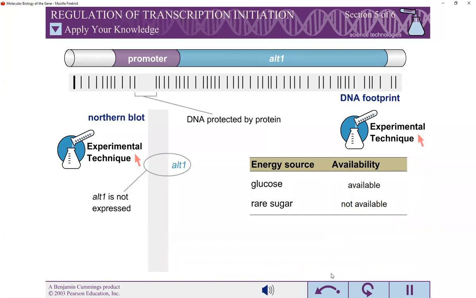Display results. Okay. When the bacteria are grown with only glucose, ALT1 RNA is not expressed. I have already told you that when glucose is there, then this is going to inhibit the ALT1 RNA. ALT1 is the gene whose protein product is required for the metabolism of the rare sugar. It is going to produce an enzyme, and this enzyme is going to metabolize the rare sugar.